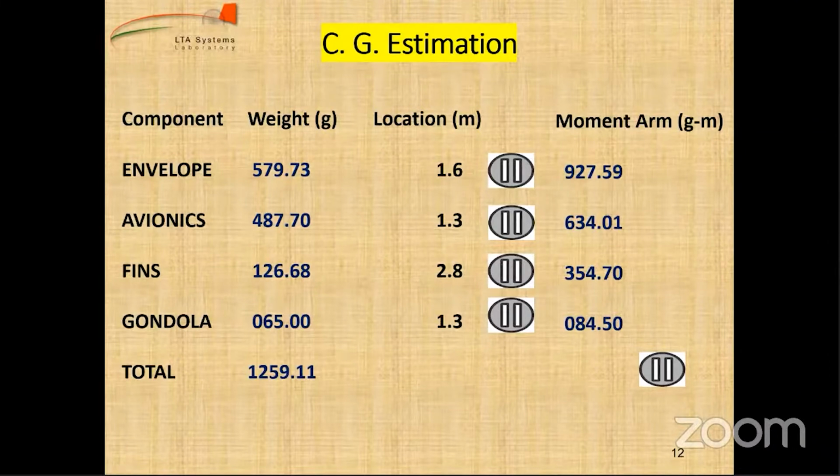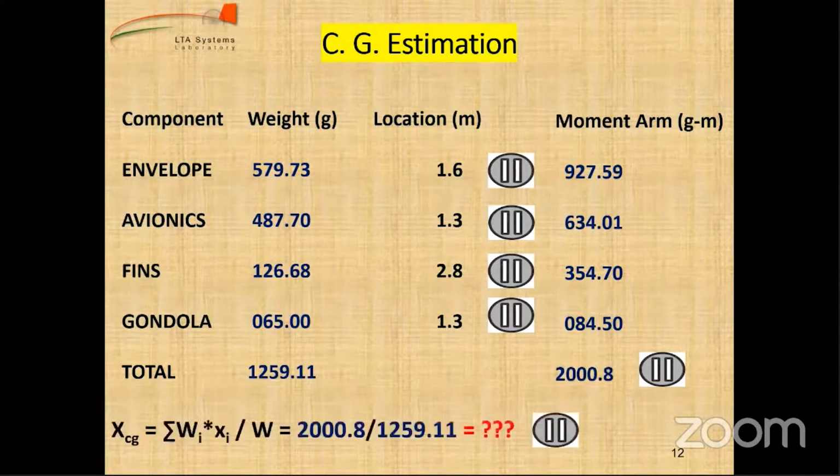Right, 2000.8. Okay, thank you. So CG can be estimated by this relation, which is the sum of the moment arms divided by total weight. Can you again quickly do this? 1.589. That's correct, 1.589.